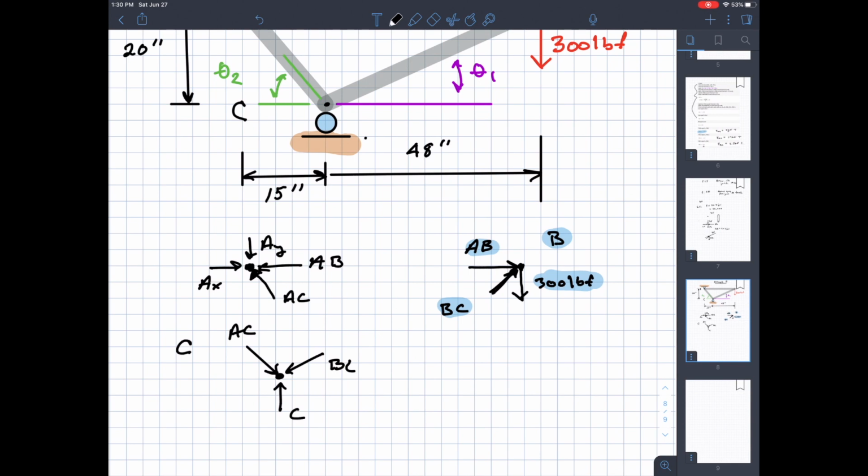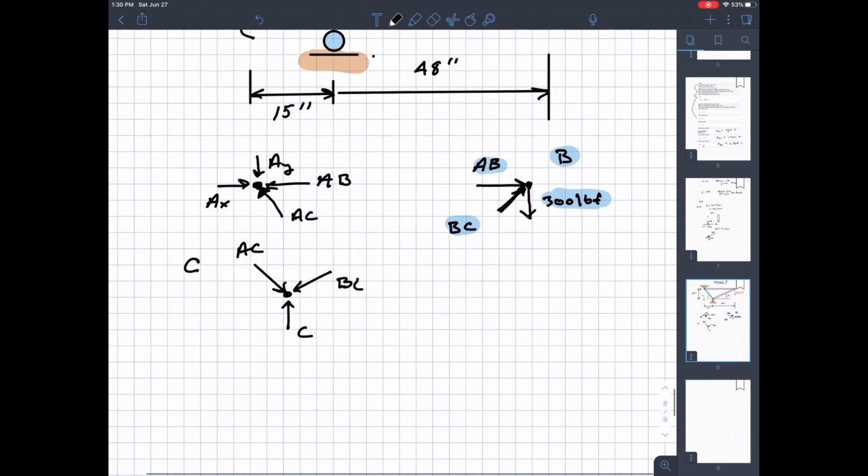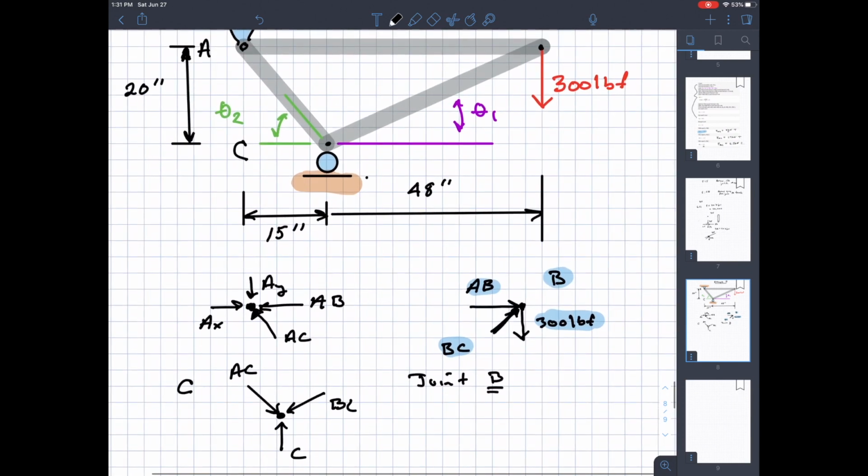So in this case, let's find all the member forces, and then determine whether or not they're in compression or tension. Okay, so if I look at joint B, I can write sum of forces in the x direction, sum of forces in the y direction. Okay, I also know these angles theta.